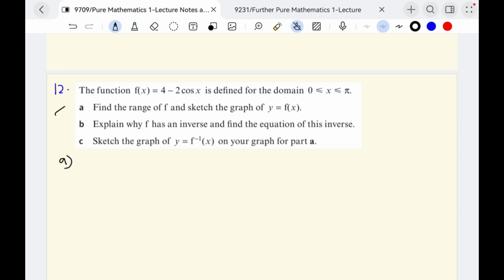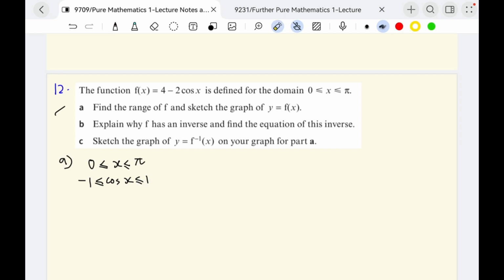So to find the range of the f, you have to use the domain over here. Okay, just perform it like this. So just modify from x to 4 minus 2 cos x. So what is cos 0? Cos 0 is 1. What is cos x? -1.